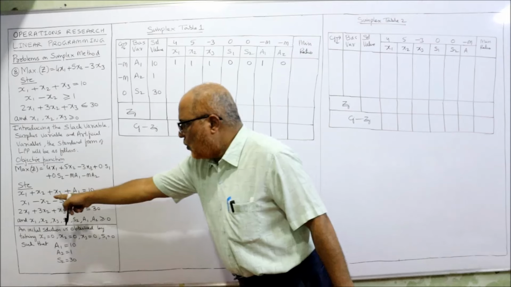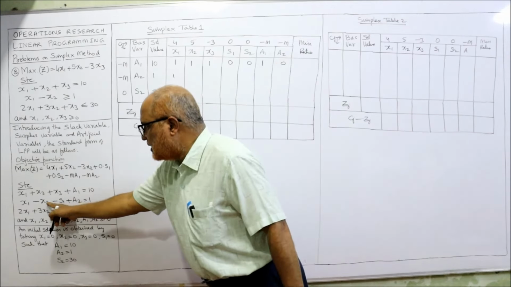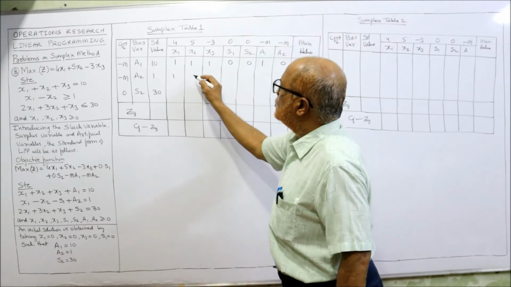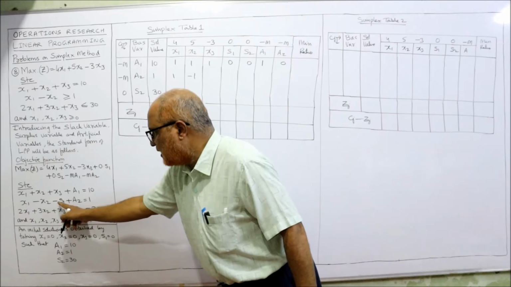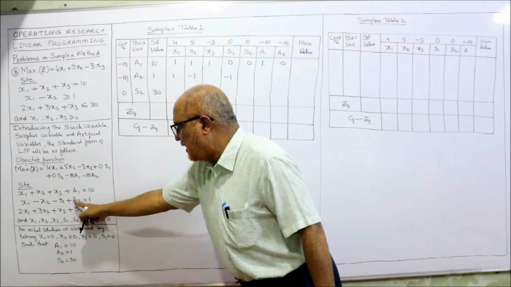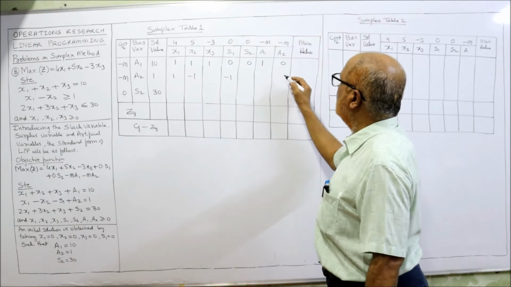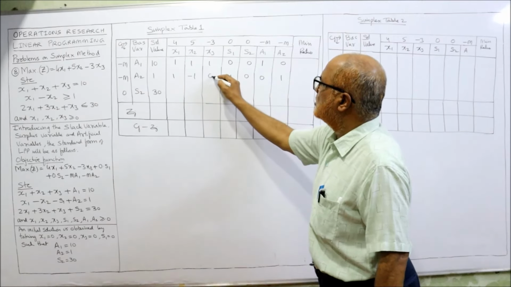Second constraint, 1x1, so x1 is 1. x2 is minus 1, so in x2 we take minus 1. Then s1 is minus 1, and a2 is 1. Take other values as zeros.